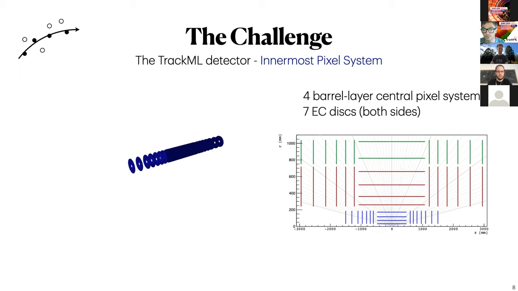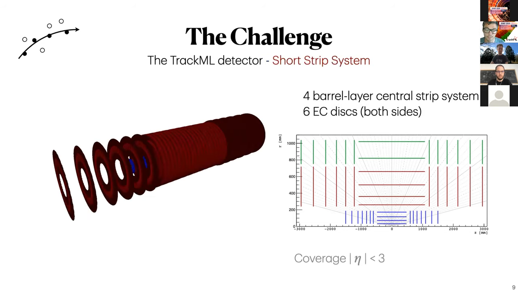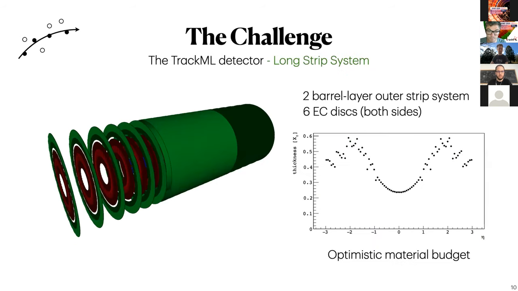I'll walk you very quickly through a classical collision experiment detector: 4 pixel barrel layers centrally with disks at the end, then enclosed by a short strip system that defined the coverage to some eta coverage to 3. We did not expand to eta 4 as the phase 2 detectors will go, because we wanted to compare to our known best algorithms, and then followed or finalized by a long strip detector. All in all, such that we had some realistic but optimistic material budget. You see the thickness of the detector at the bottom.